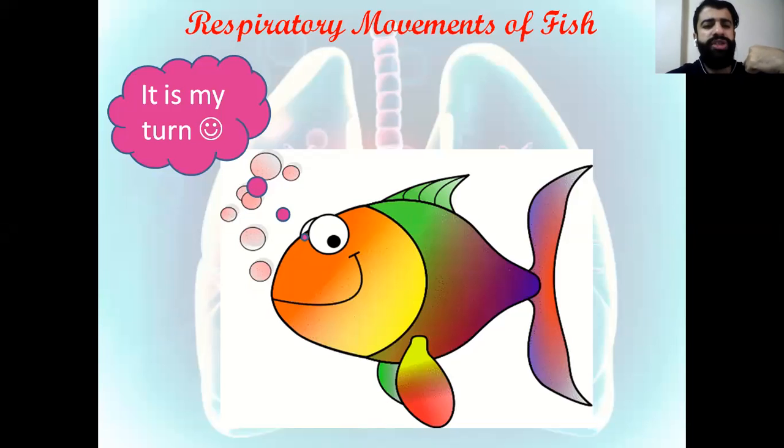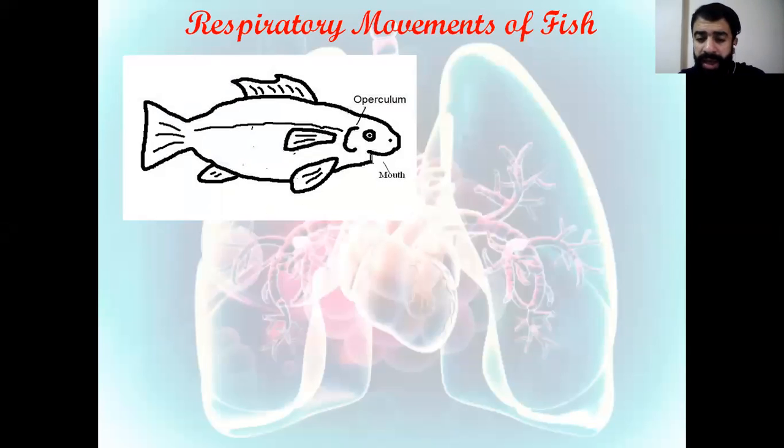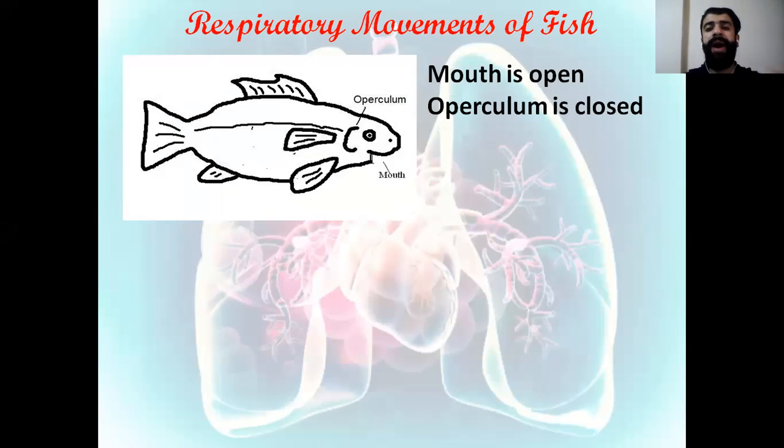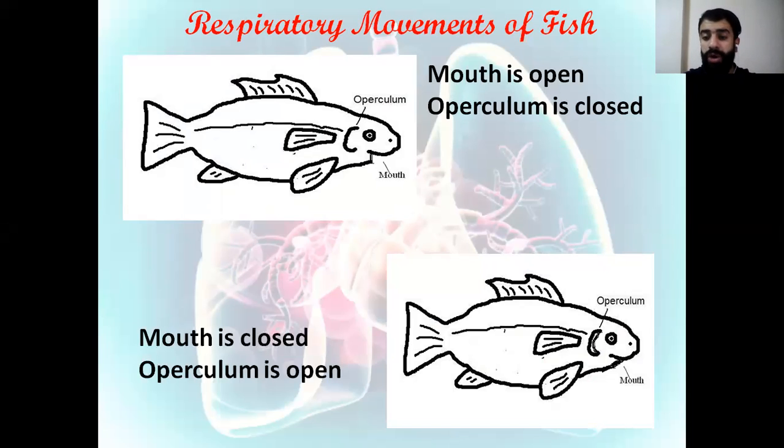It's saying, it's my turn. Let's talk about fish. Fish have two important organs: the mouth and the operculum. When the mouth is open, water enters through the mouth, and the operculum should be closed. While if the mouth is closed, like in this figure, the operculum should be open. Which one of these represents inhalation, and which one represents exhalation?